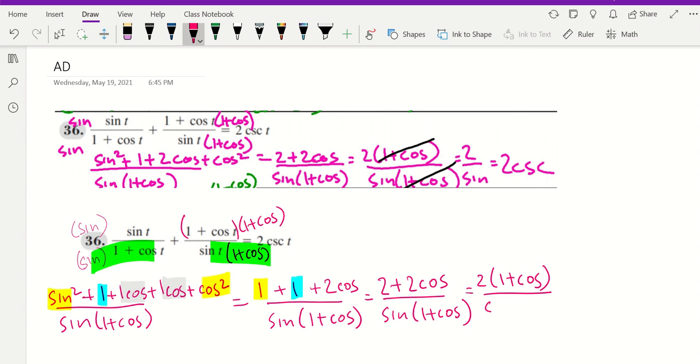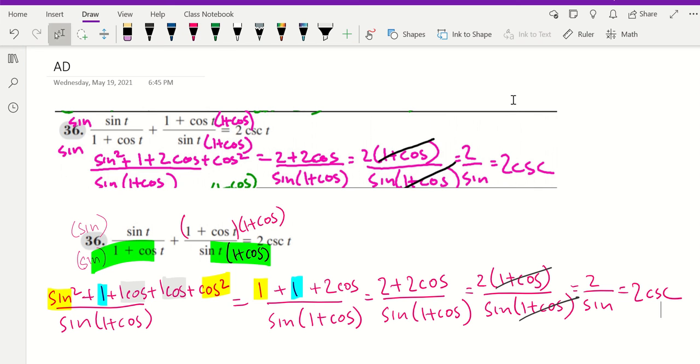Okay, GCF is basically reverse distributing. Because when you distribute this, you basically get to that. So that's why I call it reverse distributing. Okay, and then the 1 plus cosine cancels, and you are left with 2 over sine, which equals 2 cosecant. Okay, so hopefully that makes sense.